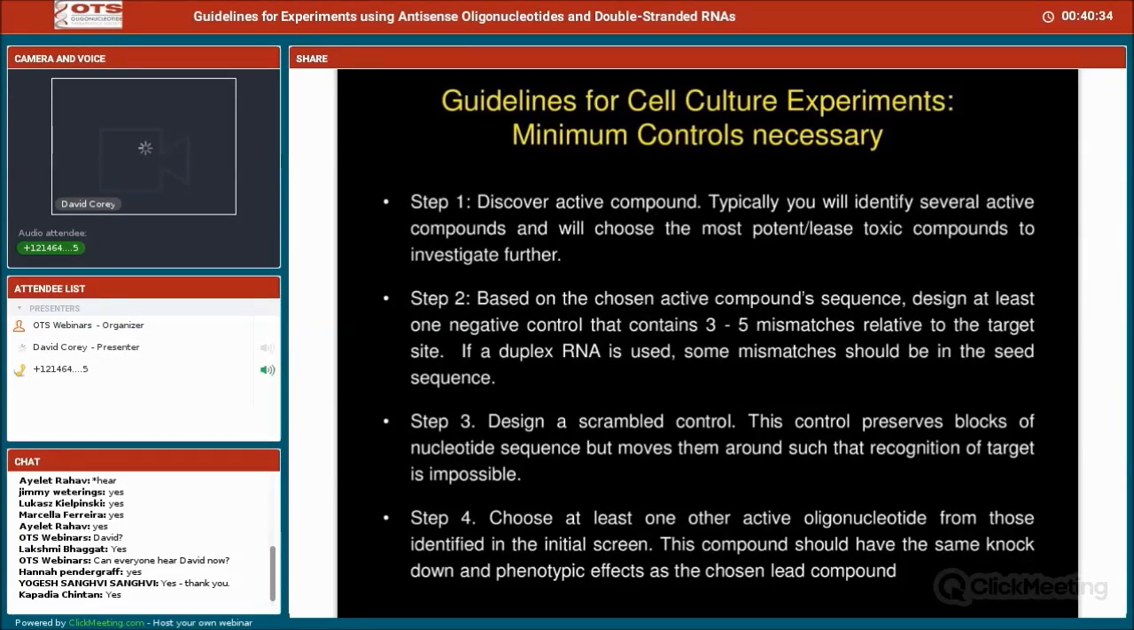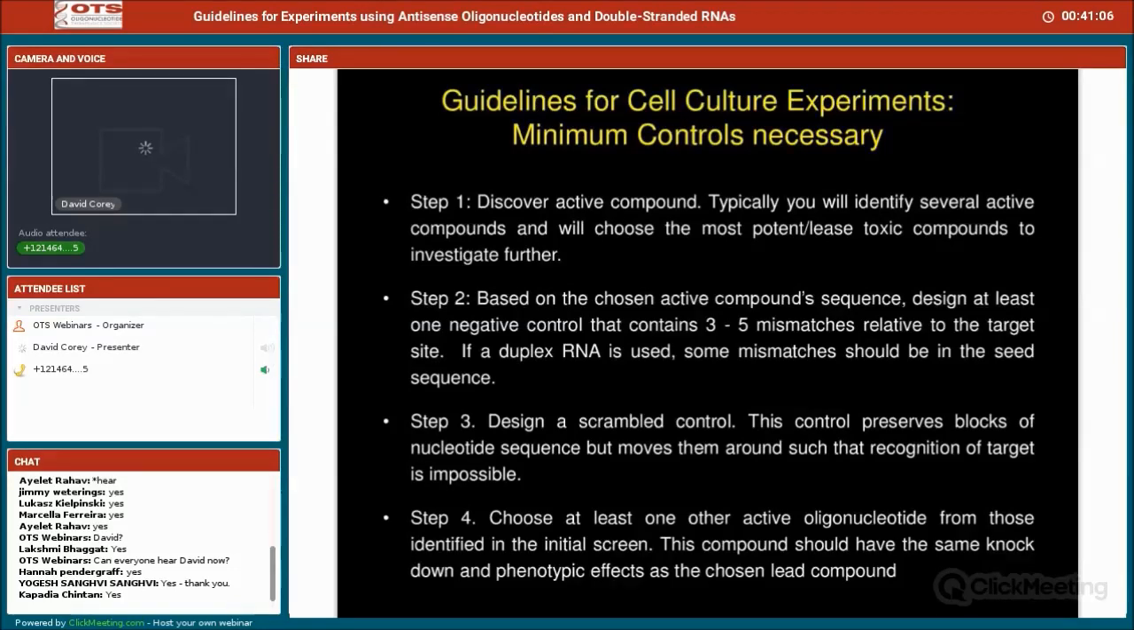Typically, it would be best if you identify several active compounds. You can then choose the most potent one to investigate further. So in my academic laboratory, typically we might test 6 to 10 compounds to begin with if we're looking for an agent to change gene expression, and then we'll pick the 2 or 3 best to move forward with after that. Okay, step 2. Once you've chosen your active compound, you have its sequence.